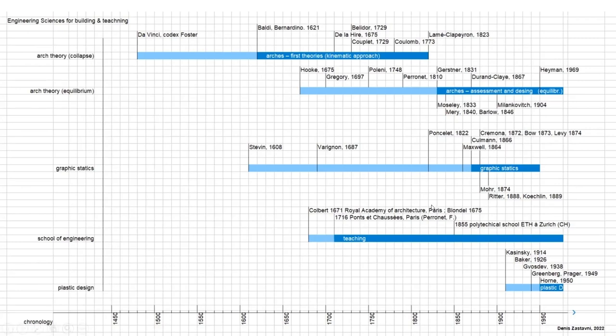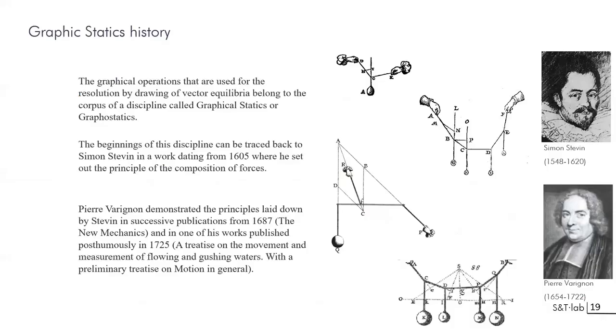So you see that, for instance, Karl Culmann was one of the first generation of teachers at the Polytechnical School of Zurich, founded in 1855, and Culmann would publish his book in 1866. So let's move to more detail about the contributions.